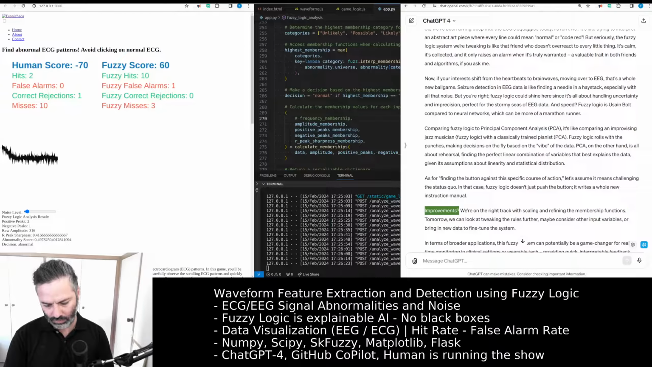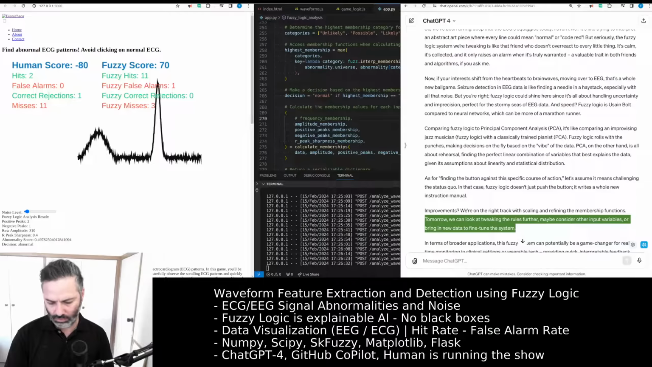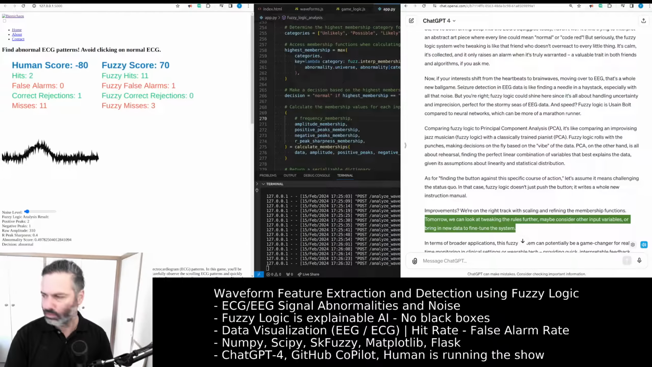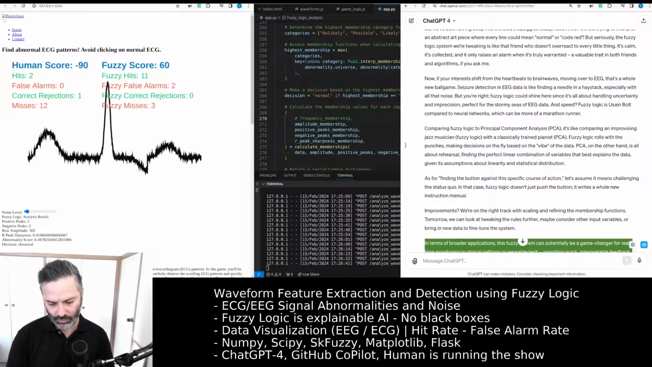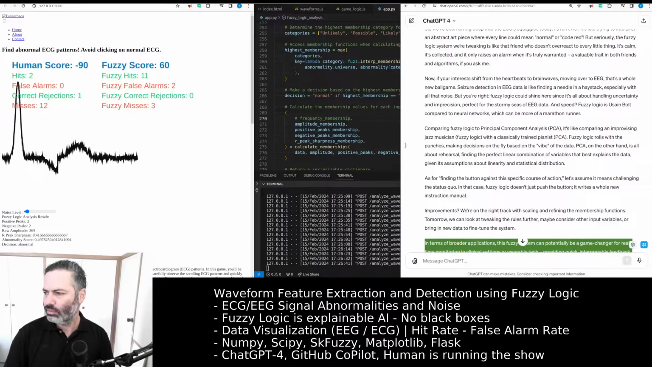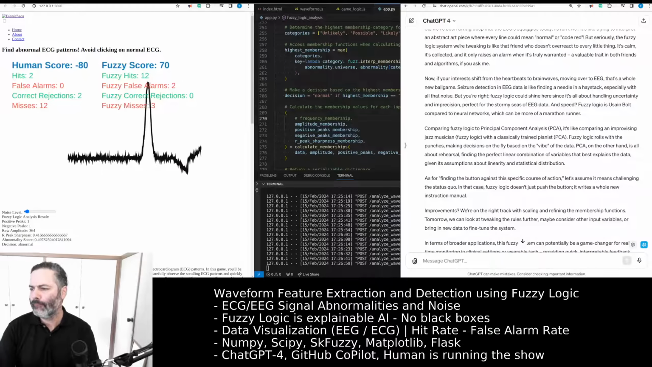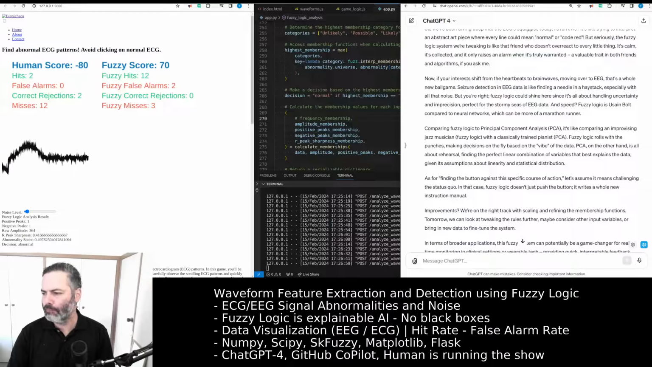Improvements. We're on the right track with scaling and refining the membership functions. Tomorrow, we can look at tweaking the rules further, maybe consider other input variables, or bring in new data to fine-tune the system. In terms of broader applications, this fuzzy system can potentially be a game-changer for real-time monitoring in clinical settings or wearable tech, providing quick, interpretable feedback without the computational heft of deep learning. It's about making smart, fast decisions, which, let's face it, is a universal good, whether in medicine or choosing what to binge watch next.